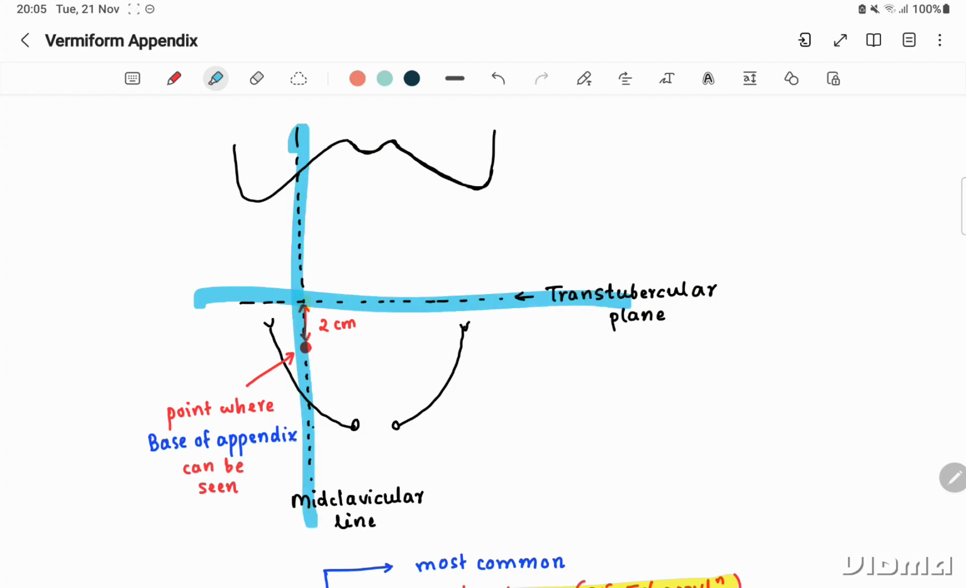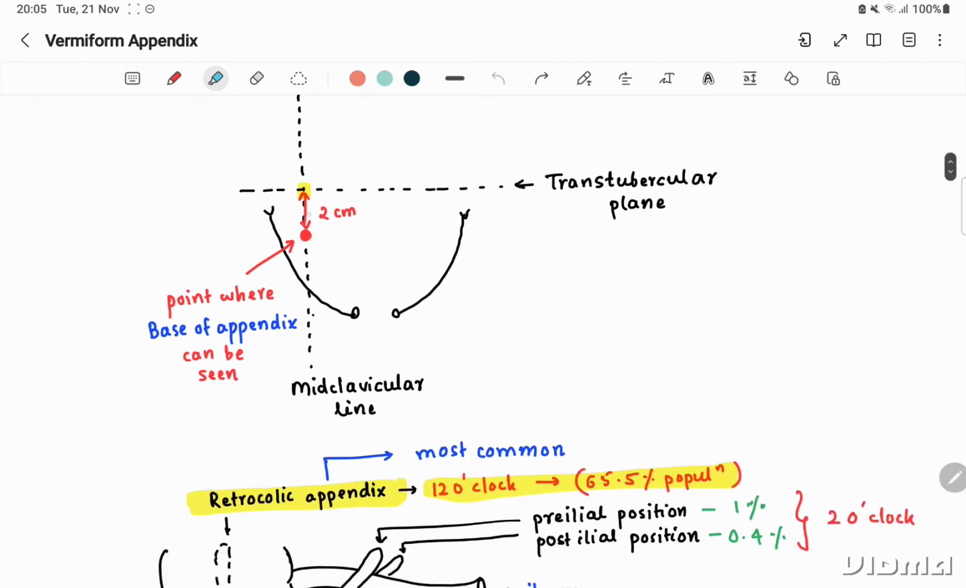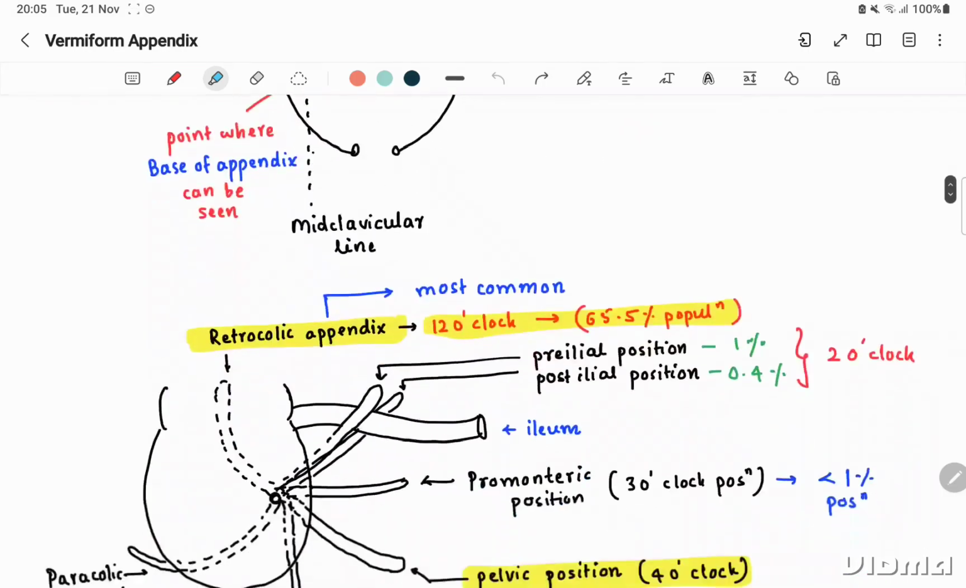So there is a junction between the transtubercular plane and the mid clavicular line where the base of the appendix can be seen. 2 cm distant from this intersection is where you will find the base of the appendix. So this is the surface anatomy.